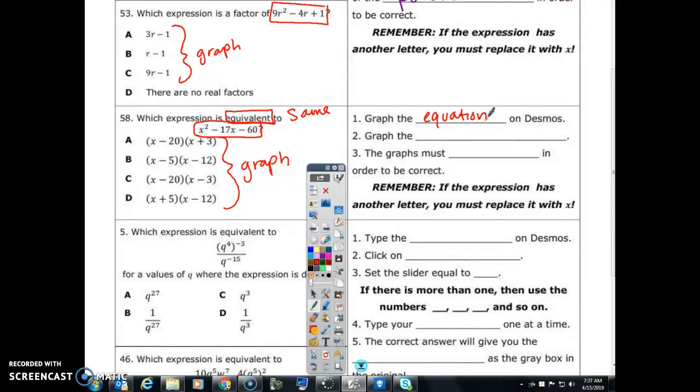So again, we're going to graph the equation in Desmos, and we're going to graph the answers. And the graphs must be the same in order for it to be correct.